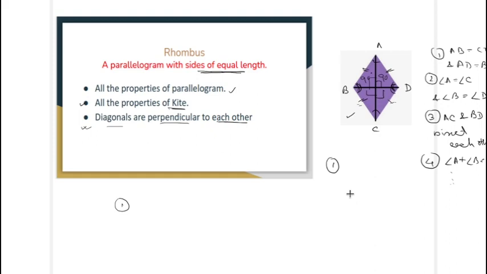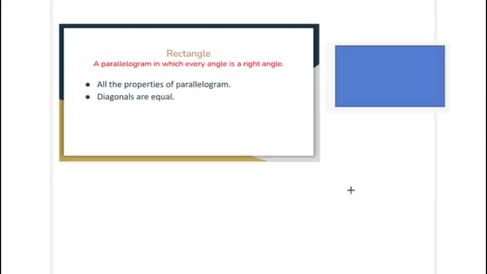Now move to the next type of parallelogram, that is a rectangle. Now what is a rectangle? A parallelogram in which every angle is a right angle. See, it is just like a parallelogram, but here all the angles are right angles. That means all the angles are equal.